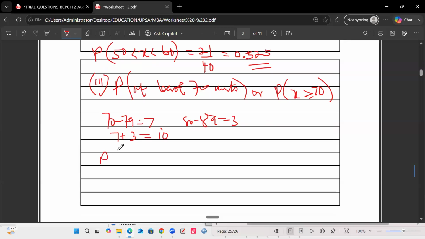Probability of at least 70 units. So at least 70, I'll add the 10, divided by 40. So it will be 0.25. Good. That's it.